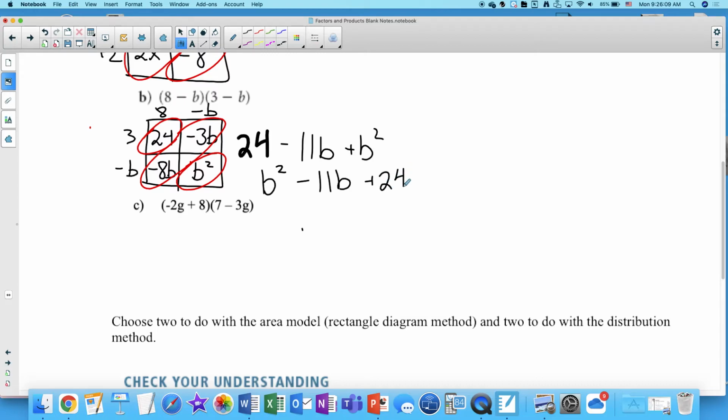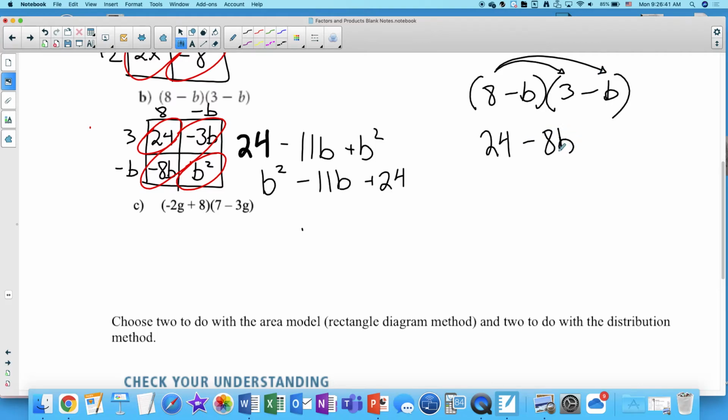All right, now using distribution. Okay, of course, we're just going to do the same sort of 8 times 3 is 24. How many people have heard of the acronym FOIL? Has anyone heard that? Yeah? It's not, I don't love it. I'll tell you why. No. 8 times negative b is minus 8b. Negative b times 3 is minus 3b. And negative b times negative b is plus b squared.